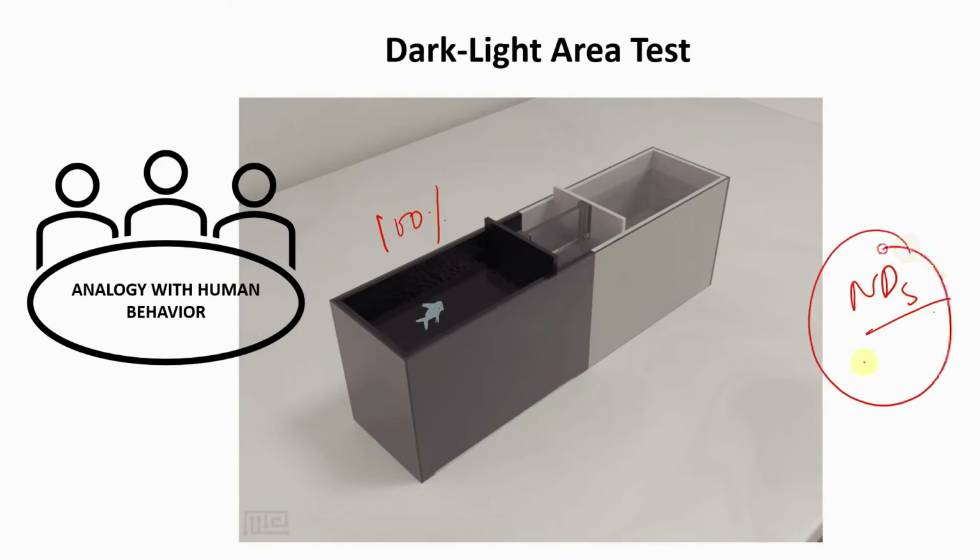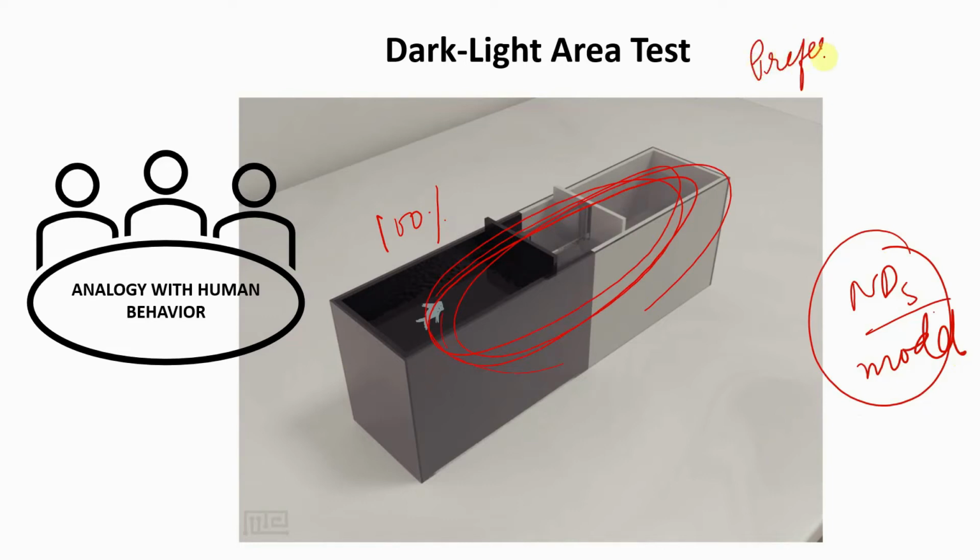But when you work with neurodegenerative models, you will find your fish going back and forth, from light area to dark area, light area to dark area, which tells us that their preference for the dark area has just gone. They don't know, because they do not sense fear. And sensing fear is a part of cognition.